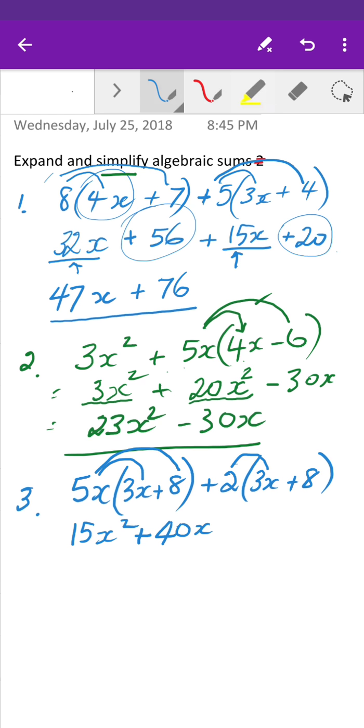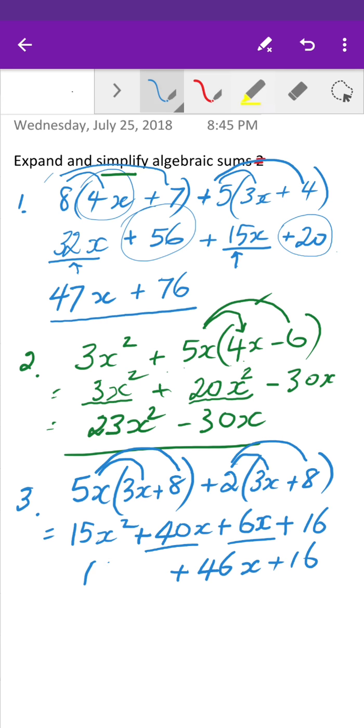Now 2 times 3x is simply 2 3s are 6, and the x is 6x. And 2 times 8 is 16, there's no variables there. And to finish this off, we add the like terms, and in this case 40x plus 6x are the two like terms, so that becomes plus 46x. And we write the other two terms. Now we've got three unlike terms. They do not add together, so we're finished.